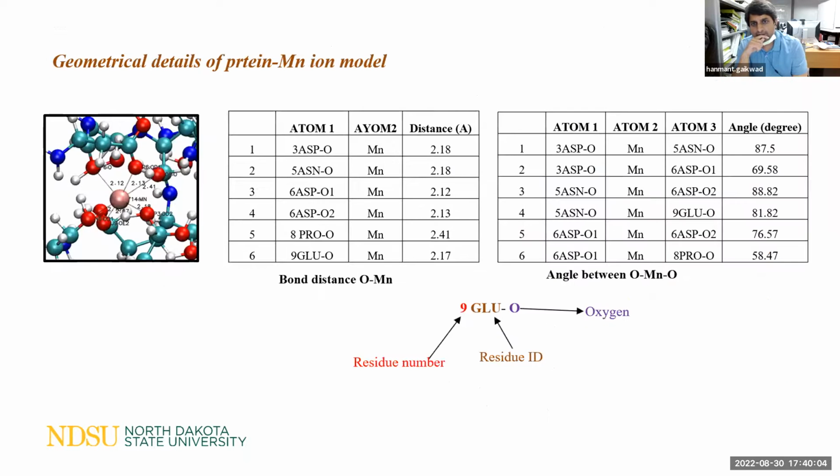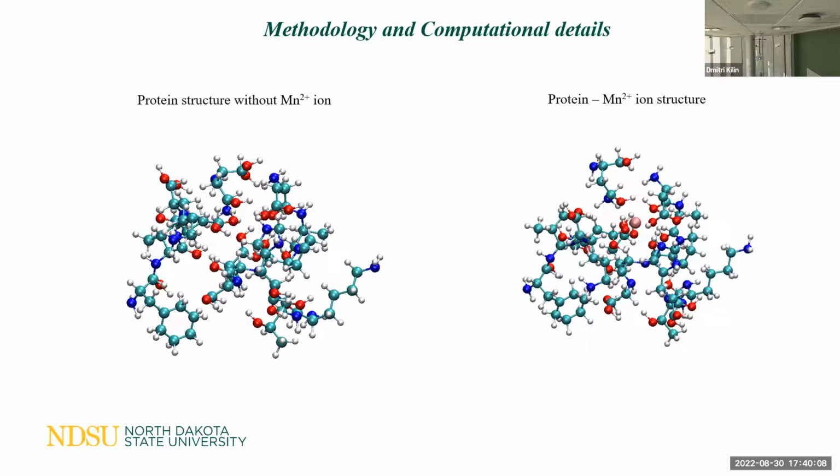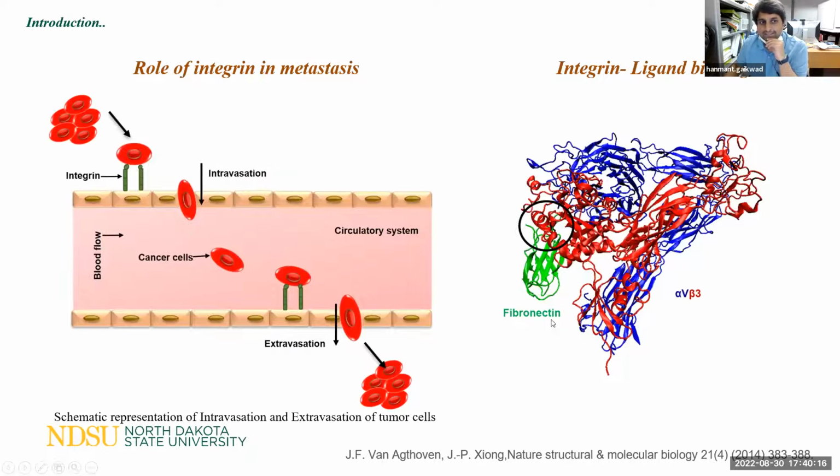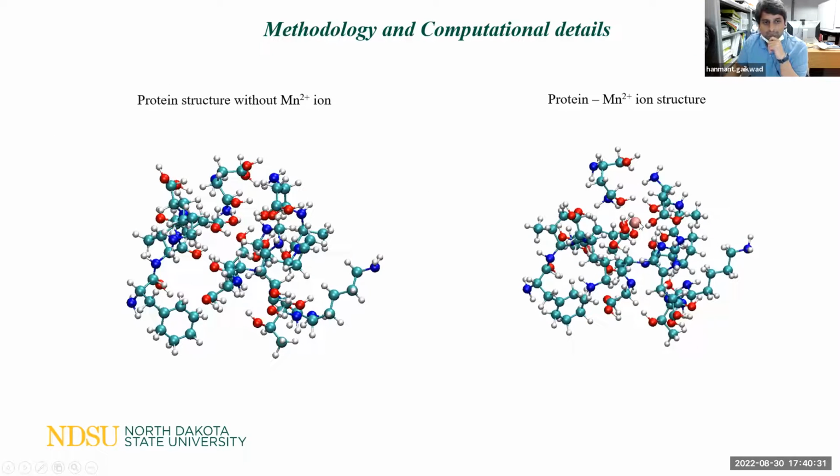Are you asking where the protein is? Yeah, which part of it? For convenience, I am calling it the protein because the integrin is a protein. When I created the model, I selected this particular site, and around this manganese ion I selected the residues within a 10 angstrom radius. Those amino acids within the 10 angstrom radius I selected for this calculation. Other than that, I can't.